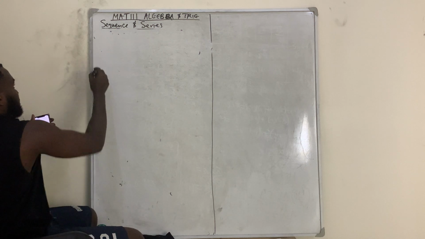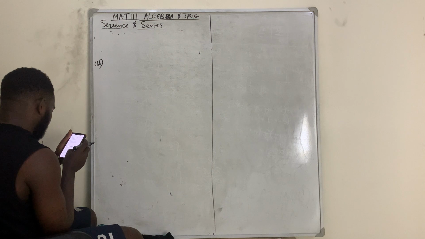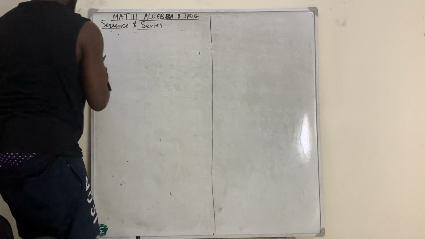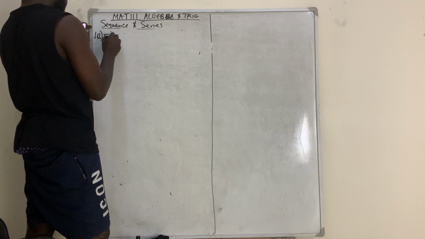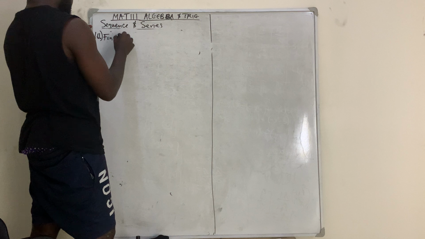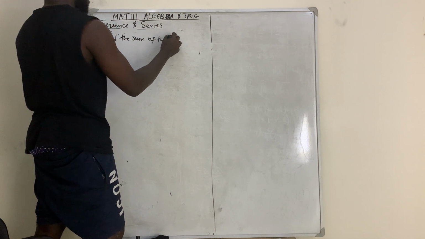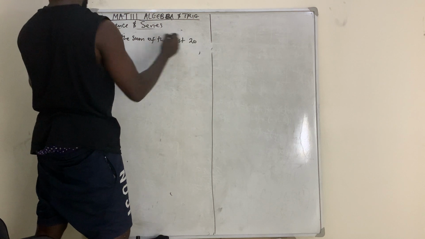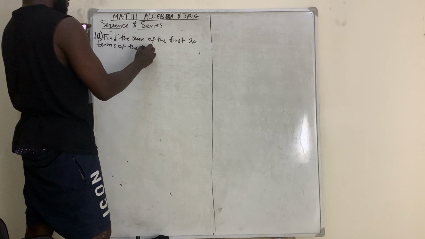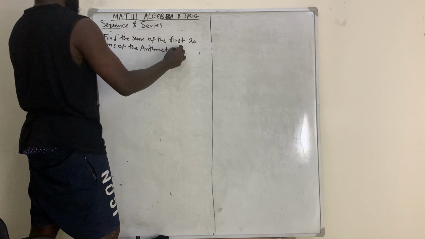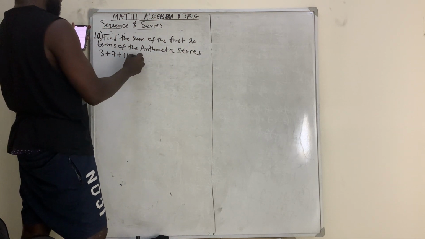Question number 166 said, find the sum of the first 20 terms of the arithmetic series 3 plus 7 plus 11 plus dot dot dot.